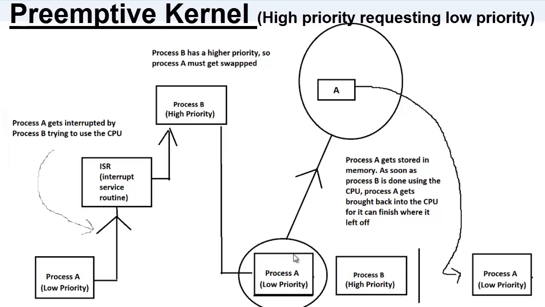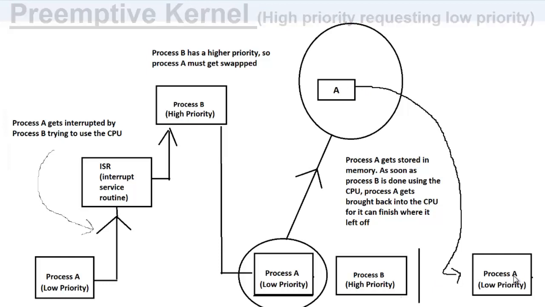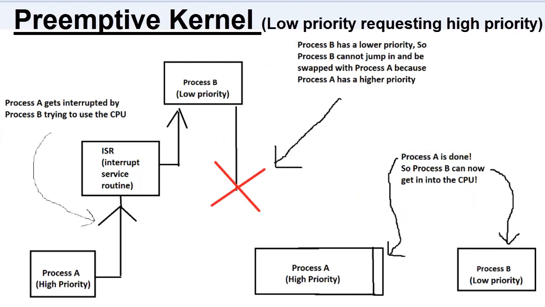So as you can take a look right here in the circle, process A gets stored in memory. And as soon as process B, which is right here at the bottom, is done using the CPU, process A gets brought back into the CPU so it can finish where it left off. So as you can see, process A is right here, follows back, it goes back into the CPU, and process A finishes what it has to do. Now we are going to be looking at another diagram.